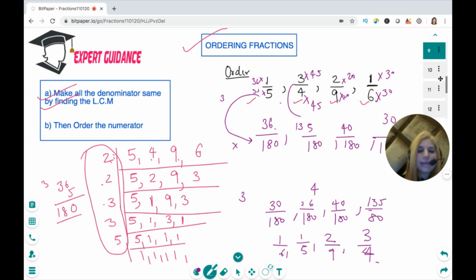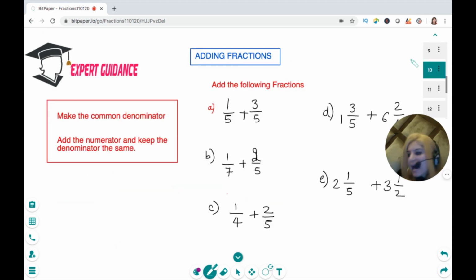Okay, now let us move on to adding the fractions. To add the fractions, you need to make sure the denominator is the same. You just add the numerators. So let's see the first example. 1/5 plus 3/5. My denominator is the same, so that is 5. I'll just add the numerators, which is 3 plus 1, which is 4.